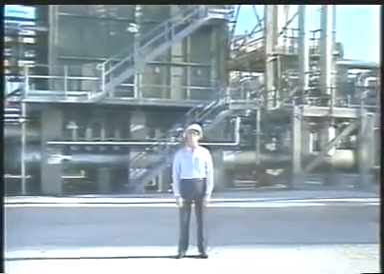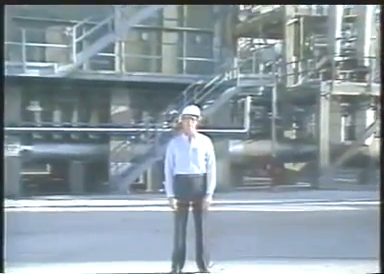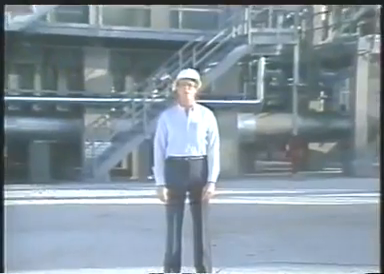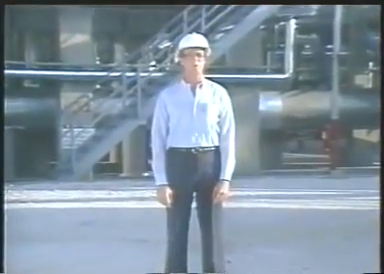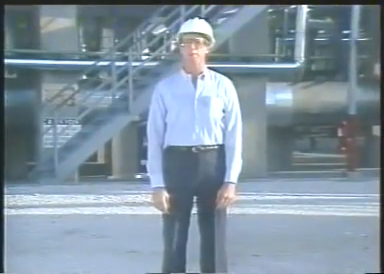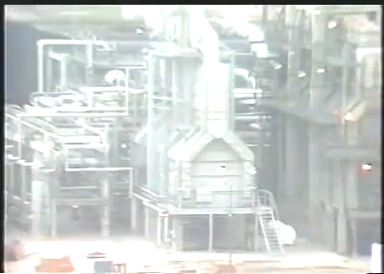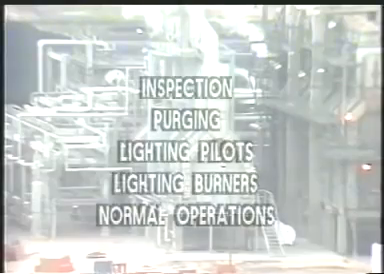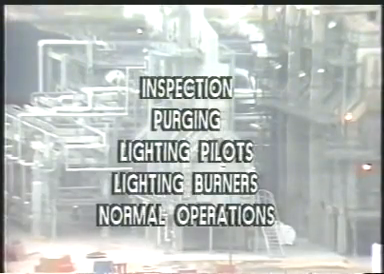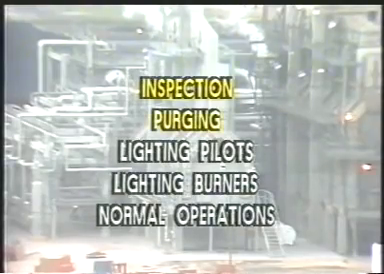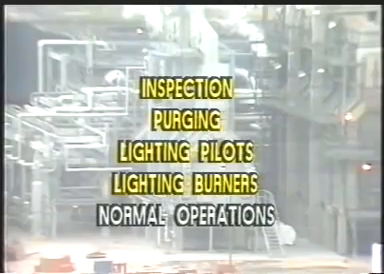Every plant has its own set of procedures for furnace startup. The general procedures outlined here are designed to provide an overview of furnace startup. However, each operator should carefully follow company procedures for his unit. There are 5 major steps to furnace startup: pre-startup inspection, purging the furnace, lighting the pilots, lighting the burners and placing the furnace in normal operating mode.